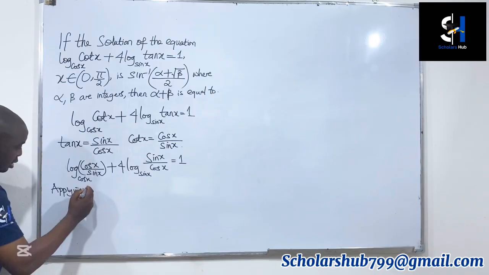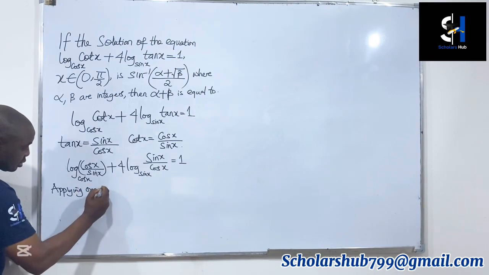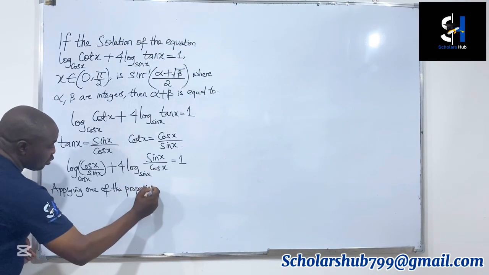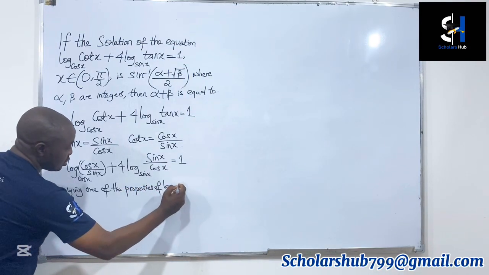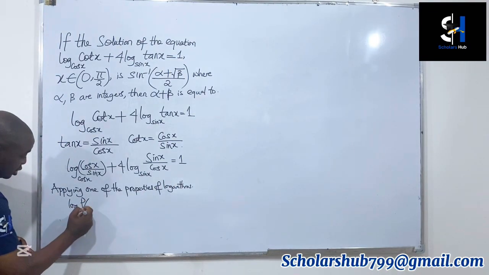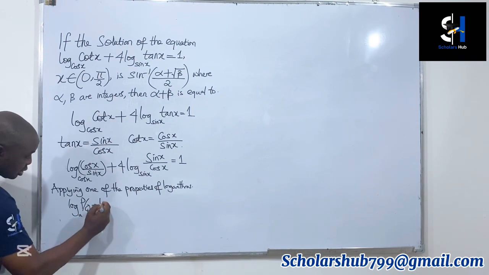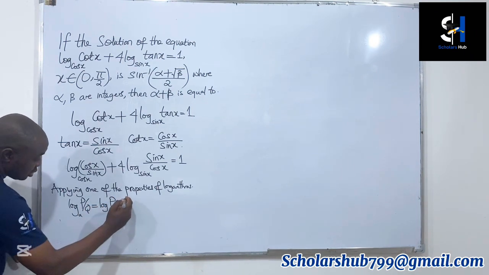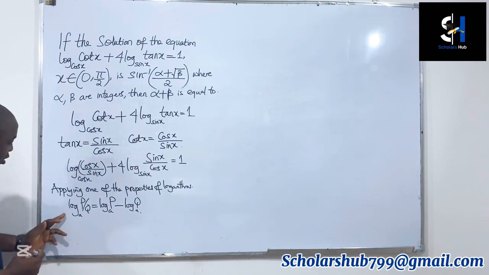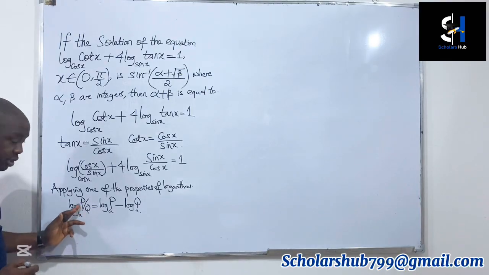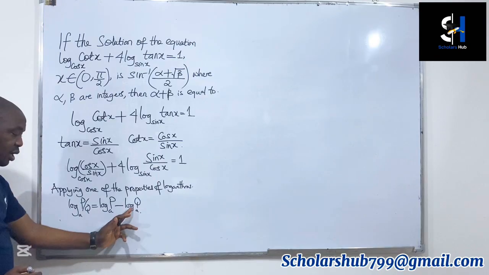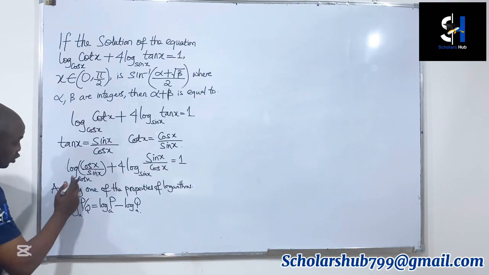Applying one of the properties of logarithms: the logarithm of a quotient of two separate quantities is equal to the difference between the logarithms of the two quantities. So just like what we have here, logarithm of p divided by q to base a is equal to logarithm of p to base a minus logarithm to base a of q. We do that in this case.